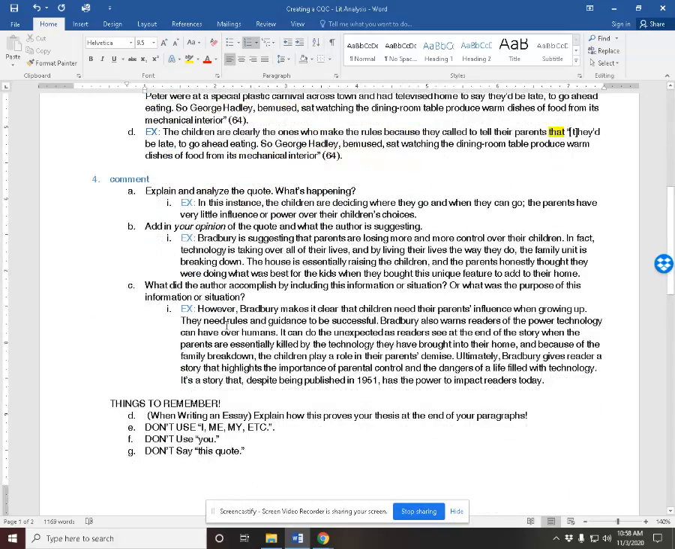All right, so for the comment part, this is where you explain and analyze. Tell us what's happening. Add your opinion. So a lot of it is going to be mentioning the author and what the author is suggesting, or what the author is revealing, or what the author is intending. So these are also good little catchphrases here about what the author accomplishes in the quote.